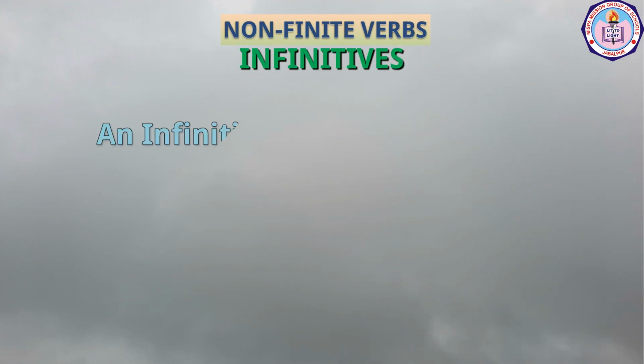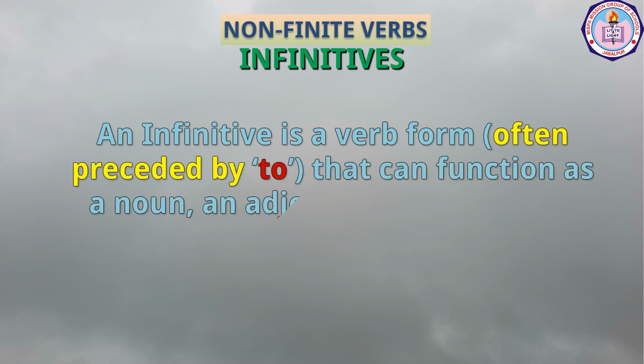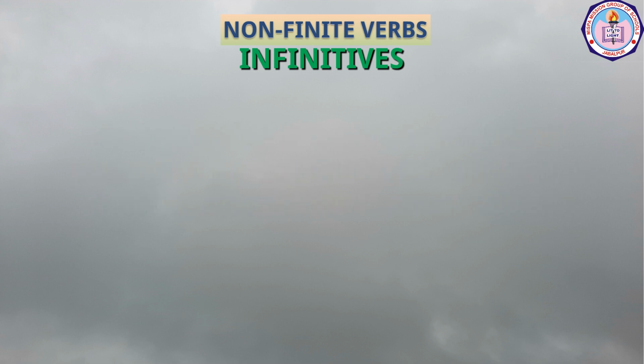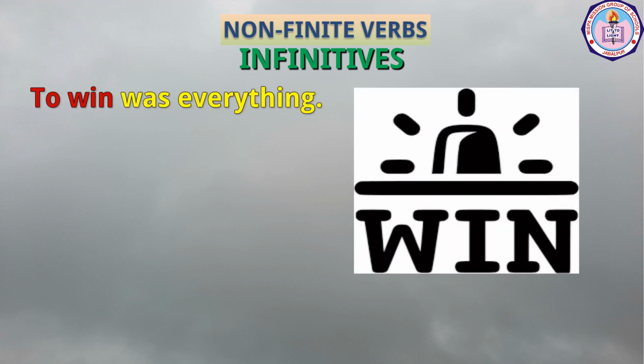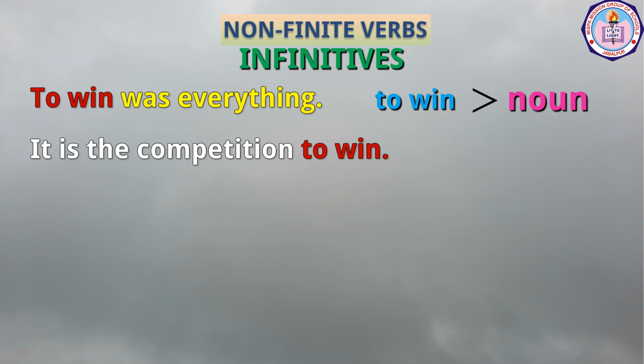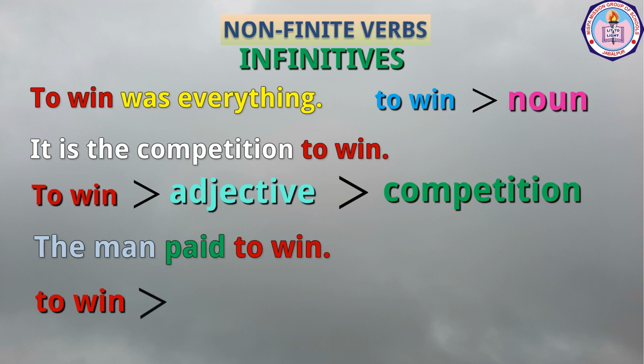Infinitives. An infinitive is a verb form often preceded by to that can function as a noun, an adjective, or an adverb. For example, to win is the phrase form used in three different sentences. To win was everything. Here, the infinitive to win is functioning as a noun, being the subject of the sentence. It is the competition to win. Here, the infinitive to win is functioning as an adjective, modifying the noun competition. The man paid to win. Here, the infinitive to win is functioning as an adverb. It modifies the verb paid.